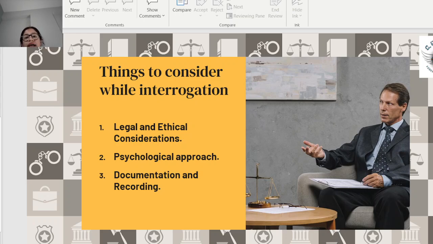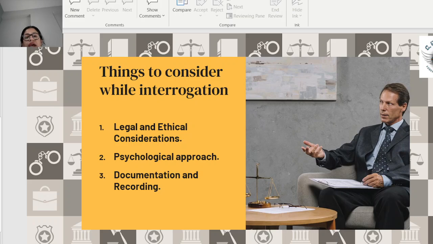Now, the person has the right to legal counsel. For example, if you are interrogating a suspect, they always have a right to get a lawyer. So that is the right to legal counsel. The person, whether a witness or a suspect, always has a right to get a lawyer, which is given under Article 22(1) of our Indian Constitution.